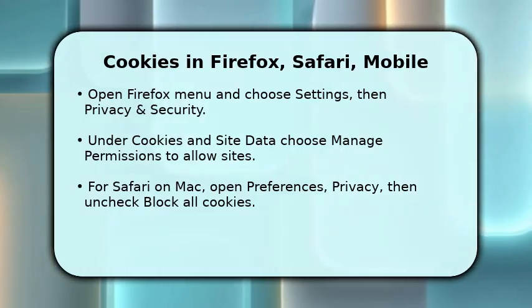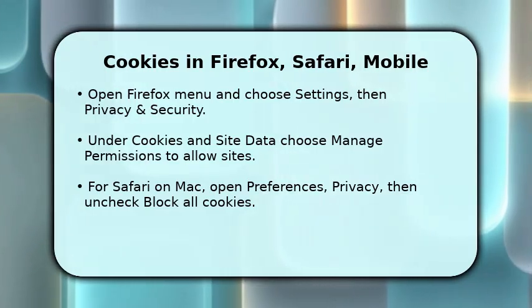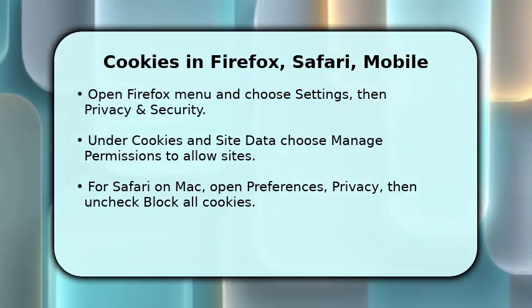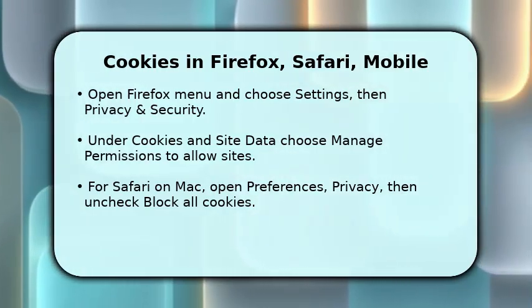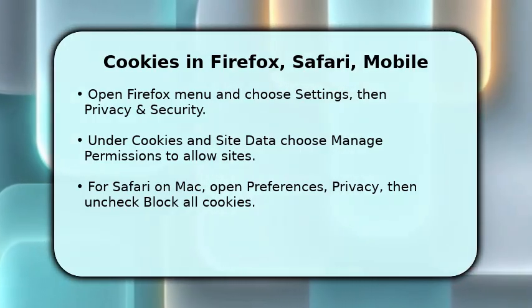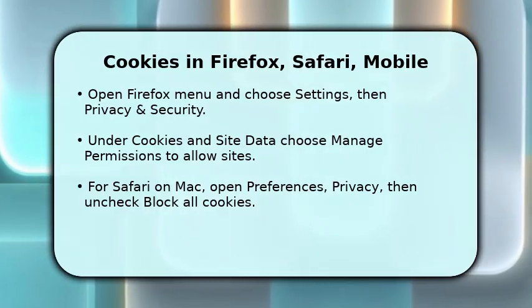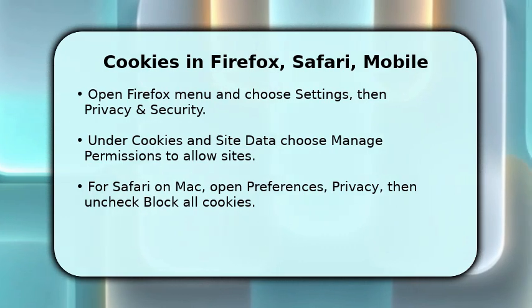For Safari on Mac, open Preferences, Privacy, then uncheck Block all cookies. On iOS, open Settings, then Safari to manage cookies and tracking controls. On Android, open Chrome app, go to Settings, then Site Settings, then Cookies. You can block third-party cookies while allowing first-party cookies for functionality.